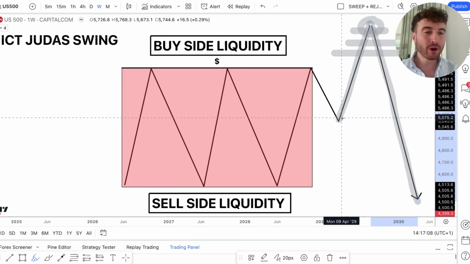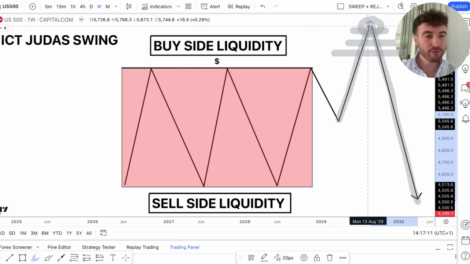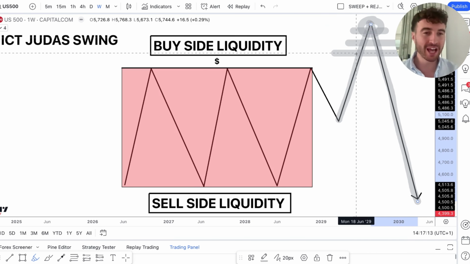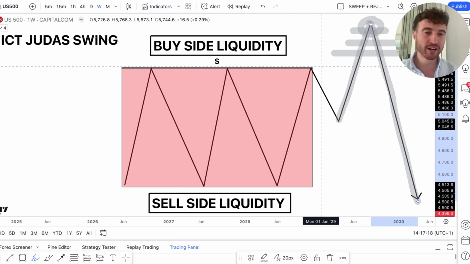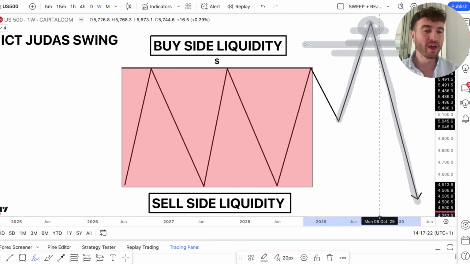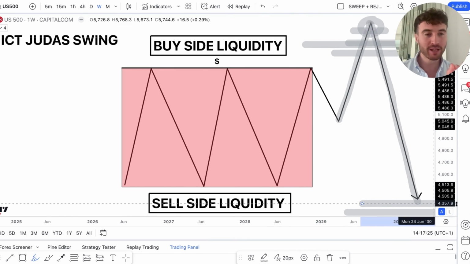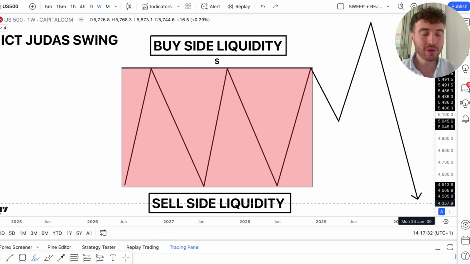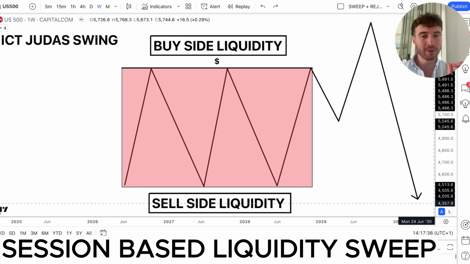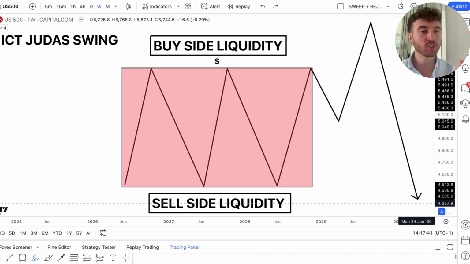You see, if you haven't seen this run of liquidity, if you haven't witnessed it, more than likely you are simply just part of the liquidity. So if you're entering a trade and you don't understand where the buy side liquidity is, where the sell side liquidity is, then simply you are more than likely just part of the liquidity. So this is the ICT Judas swing, and simply all it is, during a kill zone, we see a session-based liquidity sweep, and then we can look for a trend continuation play.